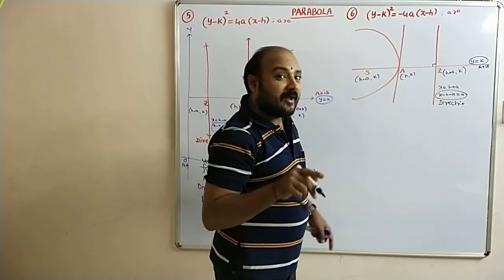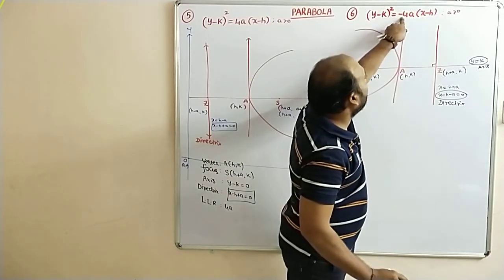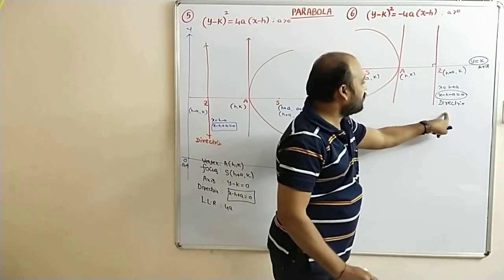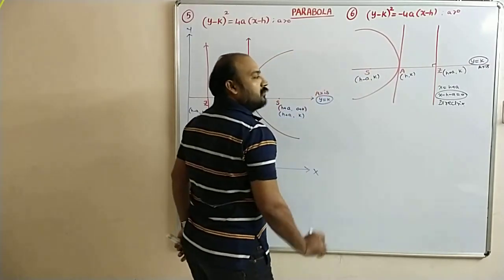See here how to remember easily. You remove 4 only, not minus 4. You remove 4: x minus h minus a equal to 0. That only I wrote here. Directrix equation, shortcut formula. Easy to remember.